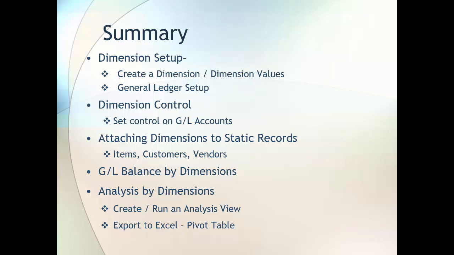We've looked at how we control what dimensions are posted through to our GL accounts to make sure that we can get the correct analysis. And we've also looked at how we can add or attach those dimension values to our static records, such as our items and customers and vendors. We've looked from a global dimension perspective how we can analyse our chart of accounts, and then to incorporate those additional shortcut dimensions, we've then looked at the analysis views, and we've created our analysis view. We have viewed the analysis matrix, and last but not least, we have exported to Excel and generated our pivot table.